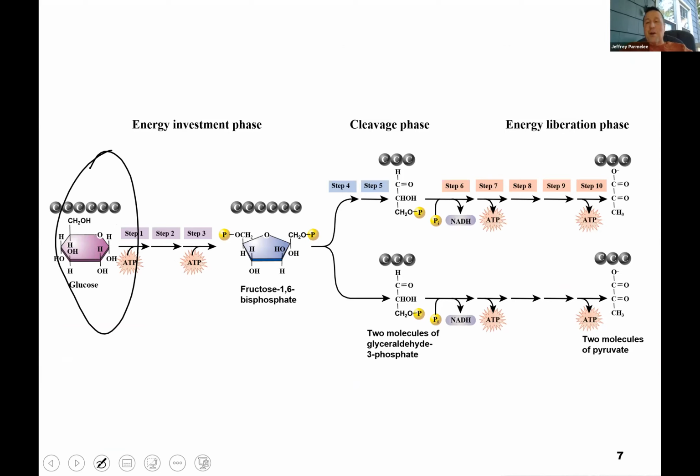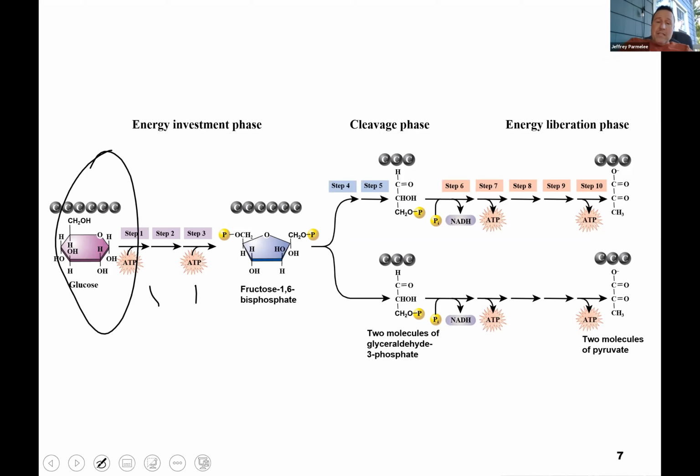6 carbons, I'm sorry, it's a sugar. It has 6 carbons on it, usually in a ring like that. And what we're going to do is put some phosphates on it. We're going to phosphorylate it. So we actually use up 2 ATPs. We use energy to energize that glucose molecule.